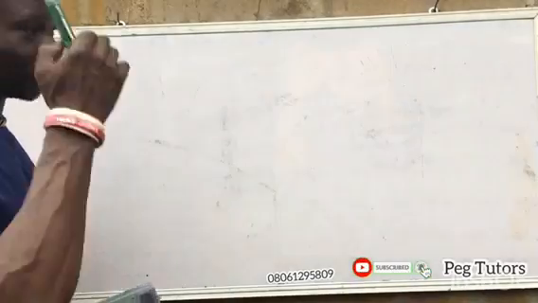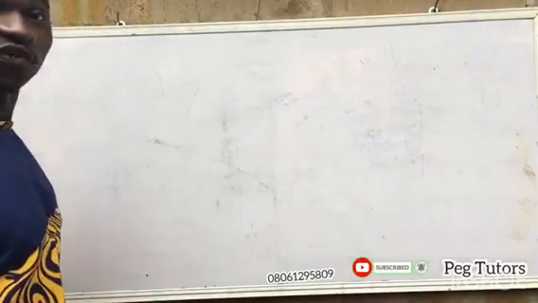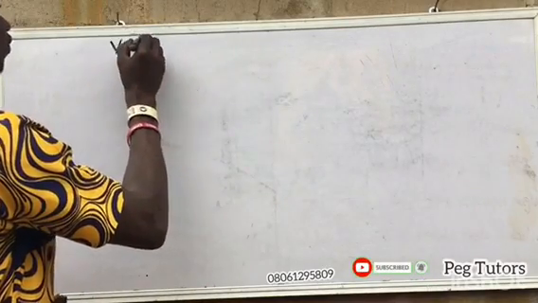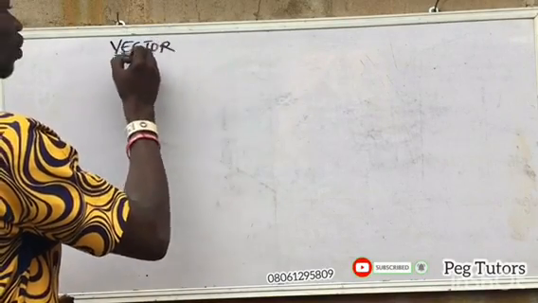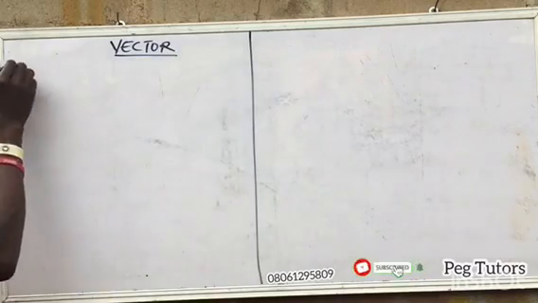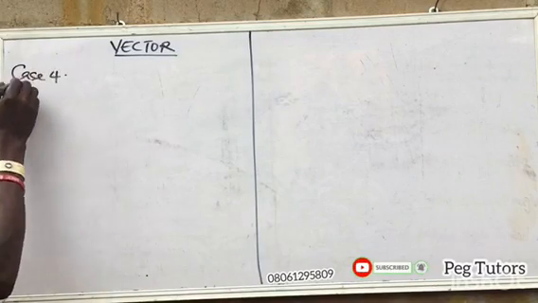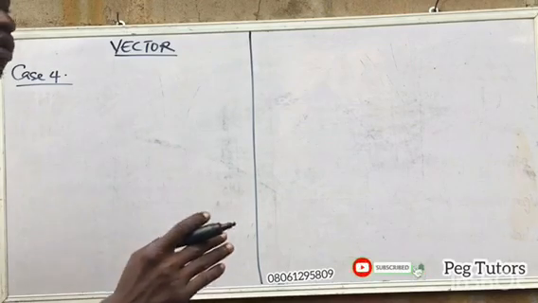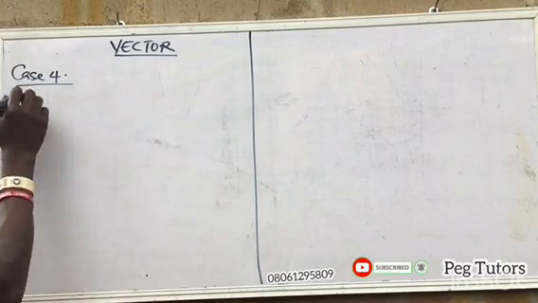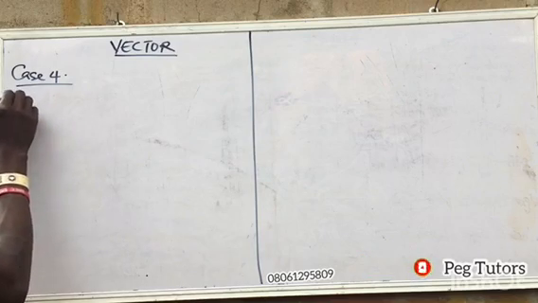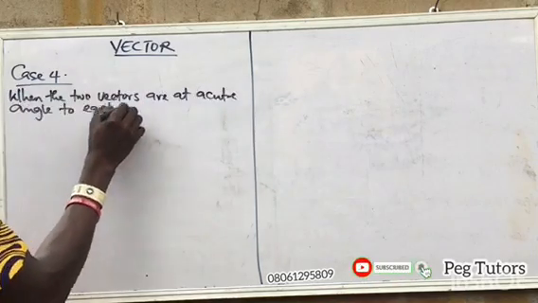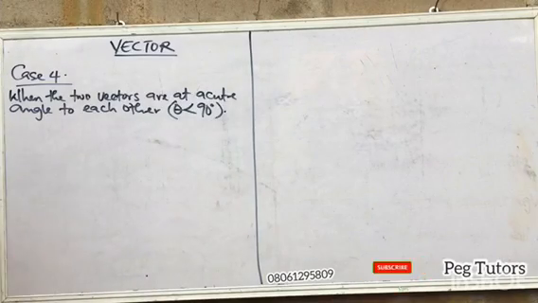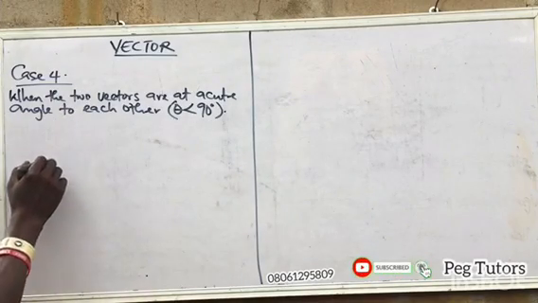Now we are going to be working on case 4 on our resolution of vectors, finding our resultant vector. The fourth case is when the two vectors are acting on the body at an acute angle to each other. Now the angle between the two vectors is less than 90 degrees. Now this is a typical case of that.